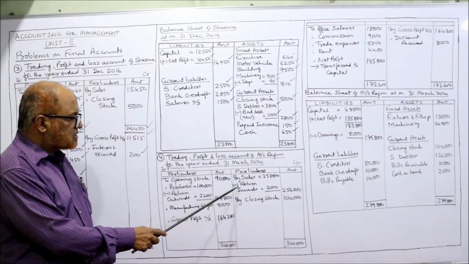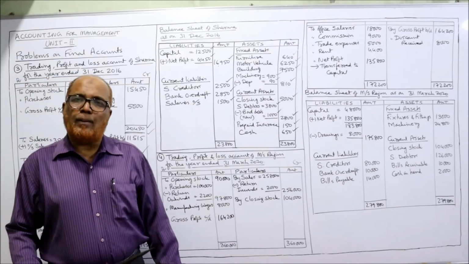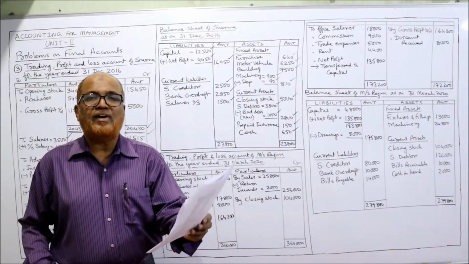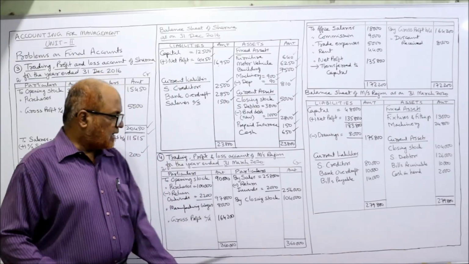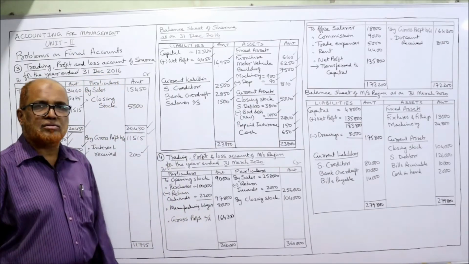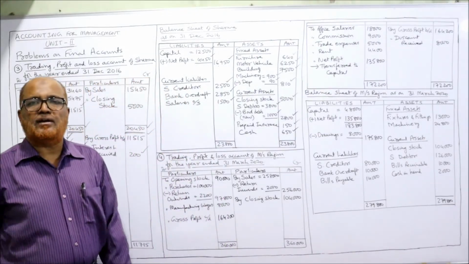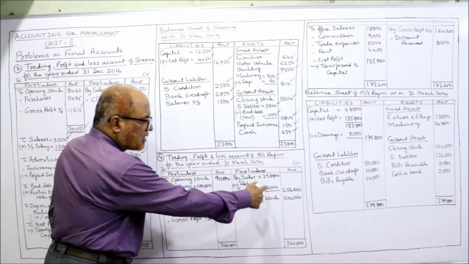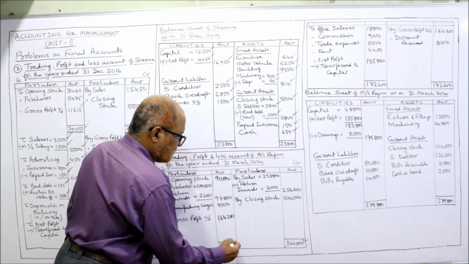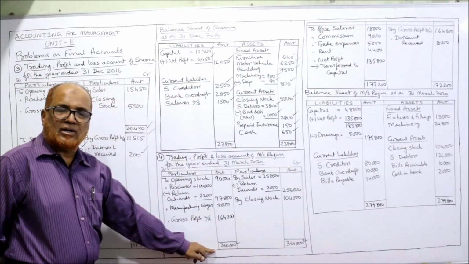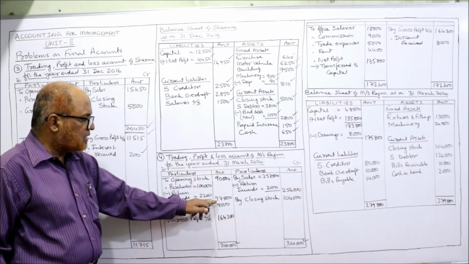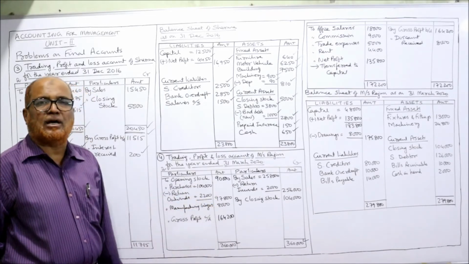So 2 items on the credit side, 2 items on the debit side. Apart from that, one more item is given, manufacturing wages, 8,000. That's all, we have taken all the items. Now easily we can find out the gross profit. The total on the credit side is 3,60,000. From 3,60,000 minus 90,000 minus 97,800 minus 8,000.